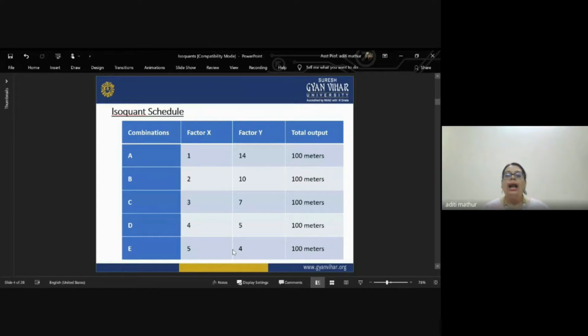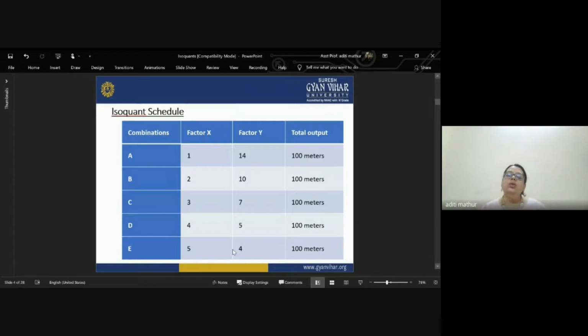So this is how our IsoQuant schedules look like. We have various combinations of two factors, factor X and Y. They are the inputs, and the different combinations at which we can produce the same level of output, that is 100 meters. So whether you have a combination of X and Y in the ratio of 1:14, or 2:10, or 3:7, 4:5 or 5:4, the output is 100 meters at all the possible combination levels. And this is what is known as IsoQuant.